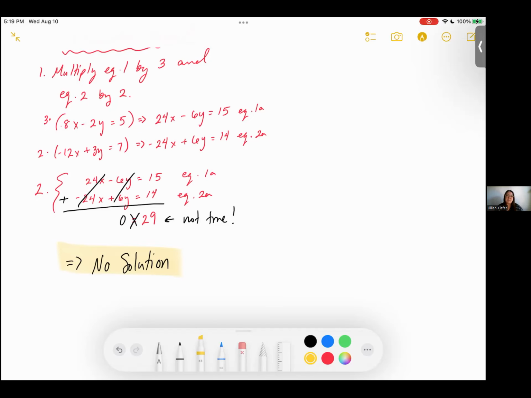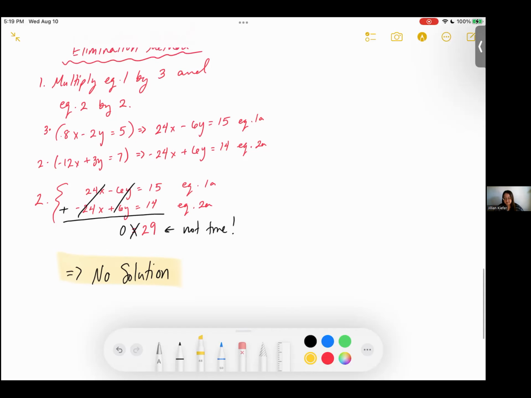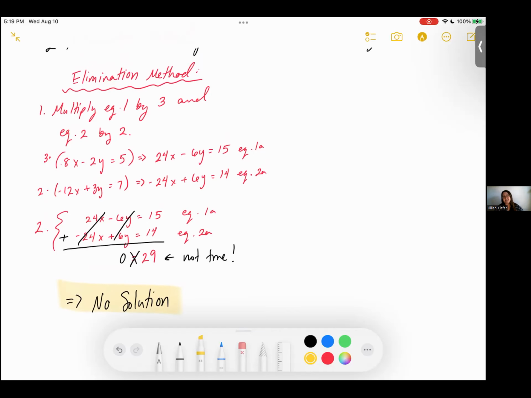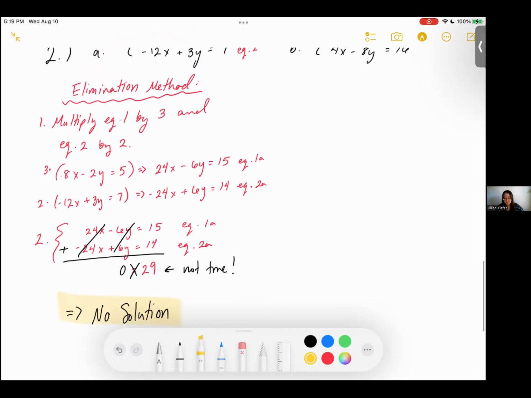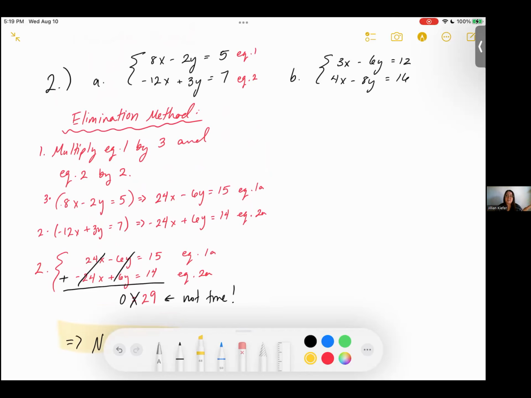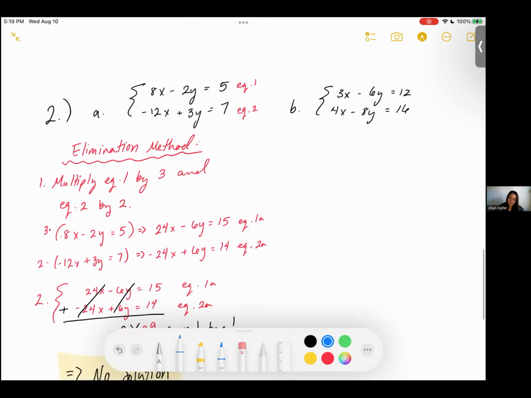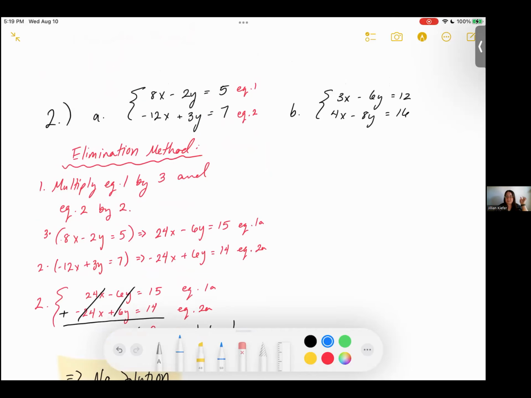So that's what it would look like algebraically to find out that a system has no solution. If you graphed it, you would see that those lines are parallel. They will run next to each other like this and they'll never cross. All right. So that was part A for question 2. Now we're going to go ahead and do part B.